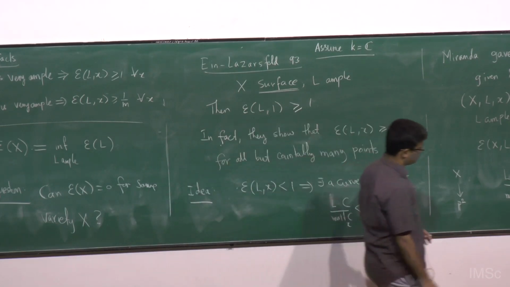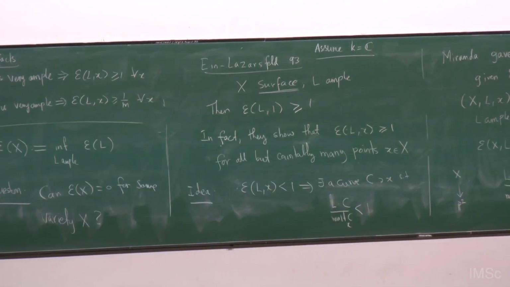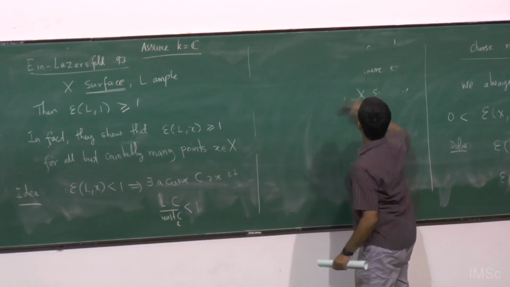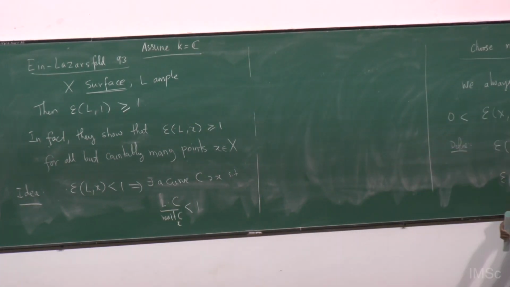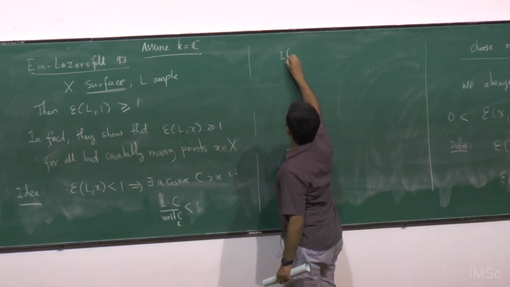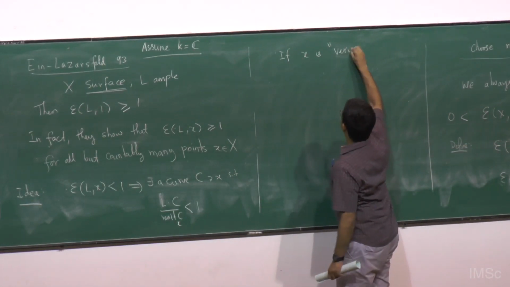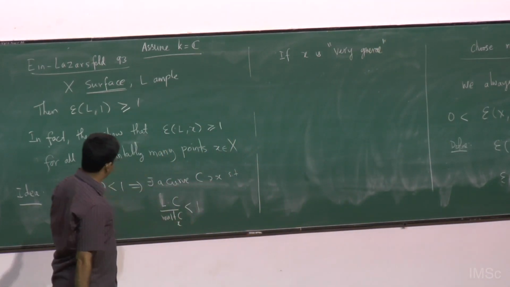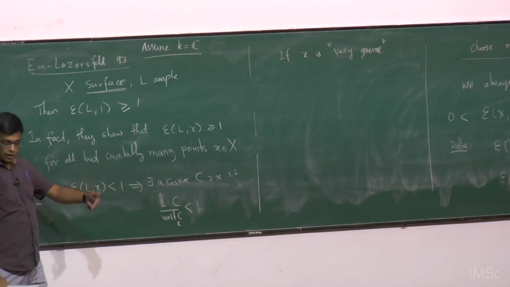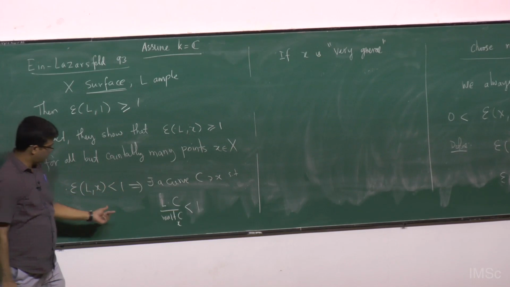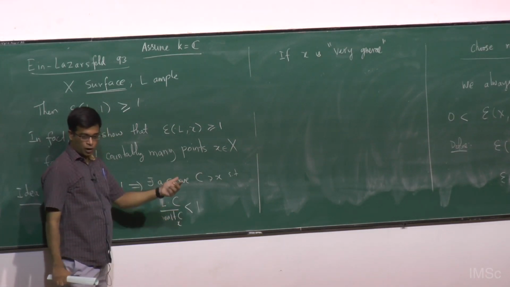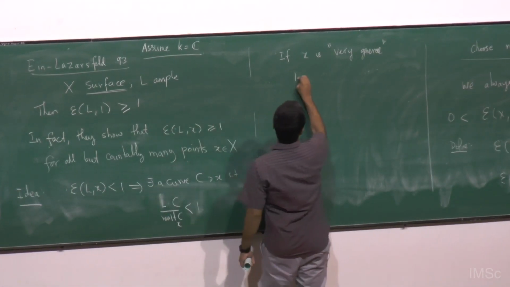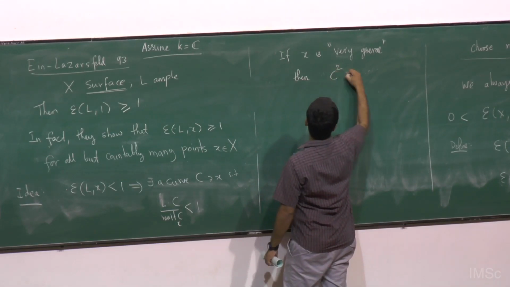And now if this happens for uncountably many points, so it happens for a lot of points, they show that if x is very general, I don't want to get into this. In their notion, it means that there is a one parameter family of curves and points, C_t, x_t, which satisfy this property, where t varies over a curve. If that happens, and such a thing happens, then C squared, so they are on a curve.